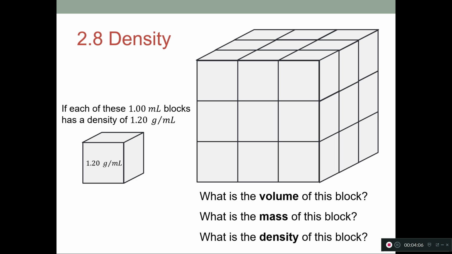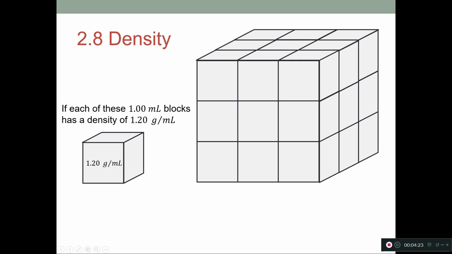So for instance, if we have this large block here on the right that's composed of a bunch of smaller blocks that are all 1.20 grams per milliliter, we want to know what the volume of this larger block would be, what the mass of this larger block would be, and what the density of this larger block would be. And so to get the volume, we just multiply it by the number of small cubes that are there. Remember, when we're counting, we don't have to take significant figures into account, because when we count, that just means we have infinite precision on there, and so we end up with 3 significant figures here.